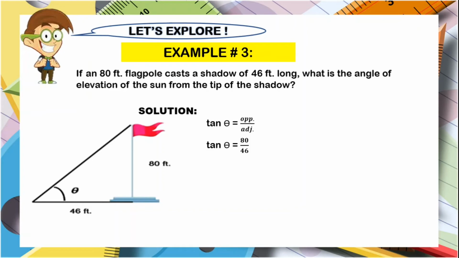Since the unknown is the measure of the angle of elevation, we use the inverse trigonometric ratio of tangent, which is arctangent, to the quotient of 80 divided by 46. Thus, we have angle theta is equal to 60 degrees. Therefore, the angle of elevation of the sun from the tip of the shadow is 60 degrees.